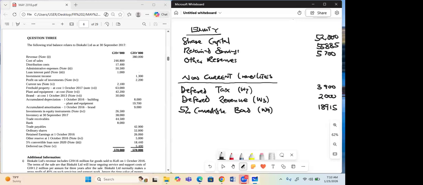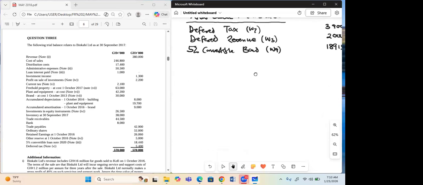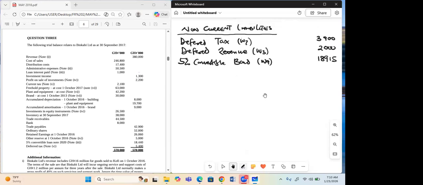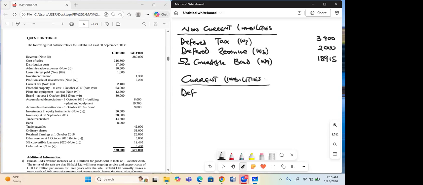Then let's go to current liabilities. Gradually we are finishing. So under the current liability too, we have the revenue liability. Yeah, that's deferred revenue. Yes. So there we go. Yes, the deferred revenue. It's also 2,000.